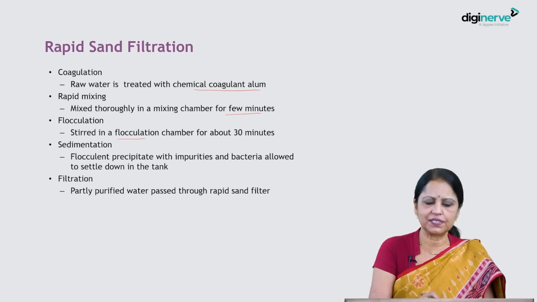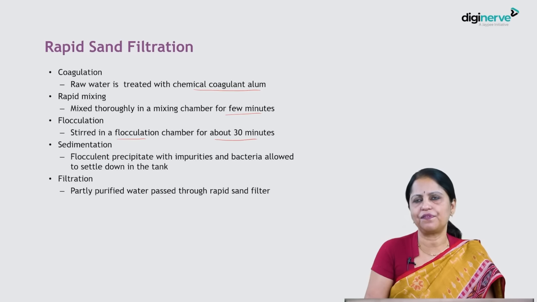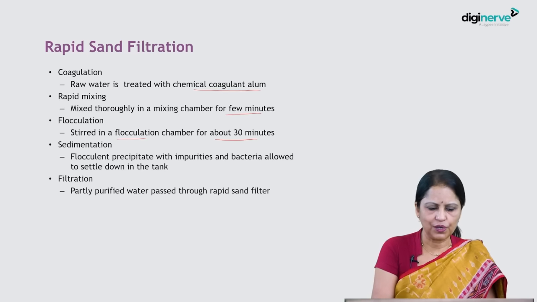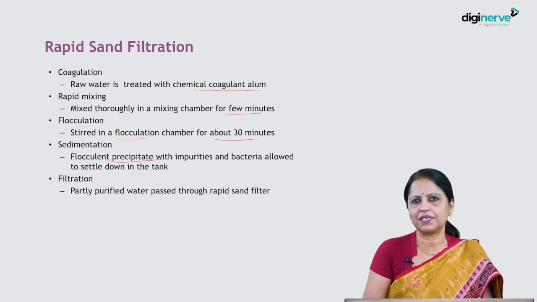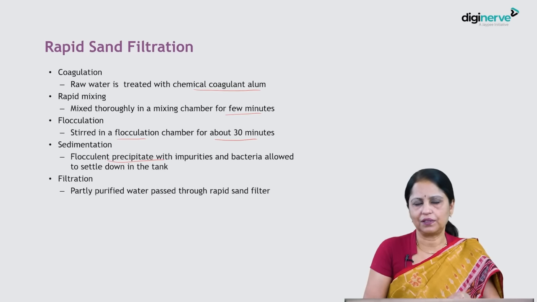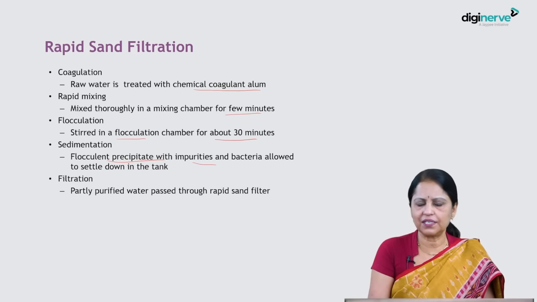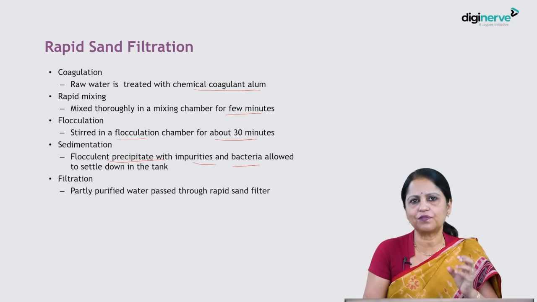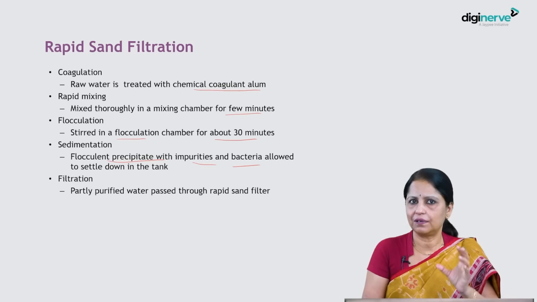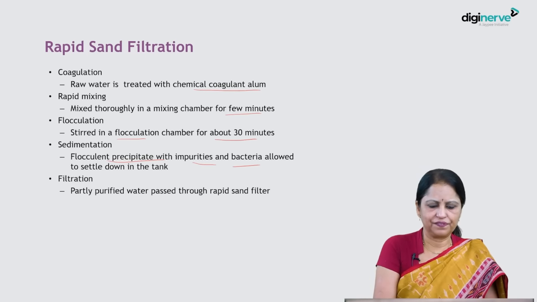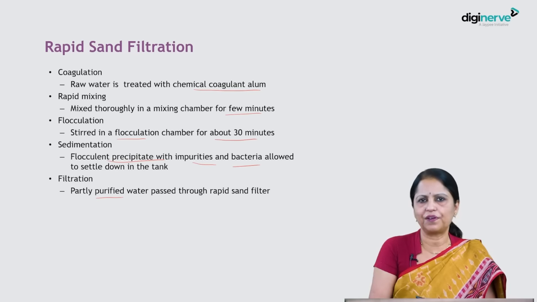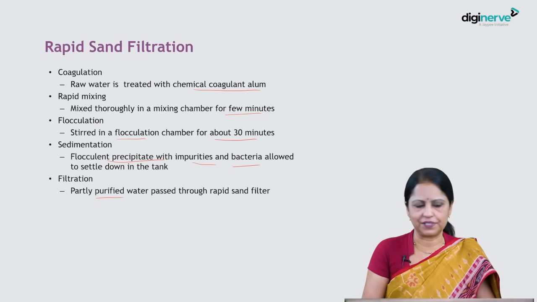Subsequently, it is stirred vigorously in a flocculation chamber for about 30 minutes, and it is left thereafter while the flocculant precipitate settles down at the bottom. These contain the impurities and bacteria, which have formed floccules along with the alum. And the next stage is filtration, that is, the partly purified water passes through the rapid sand filter.